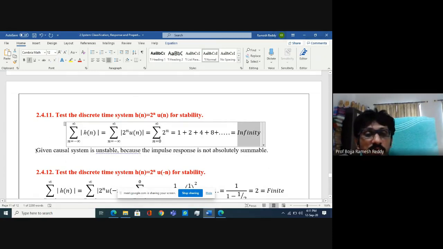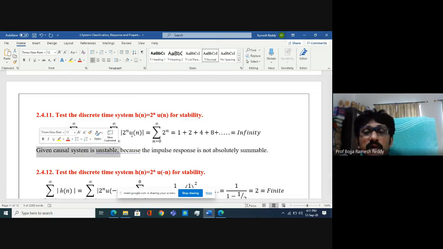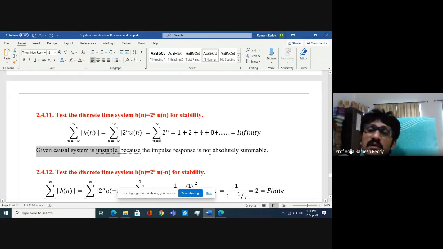Given system is causal because it is a right-sided system, so no problem for causality, but there is a problem for stability. That is, the given causal system is unstable because the impulse response is not absolutely summable.